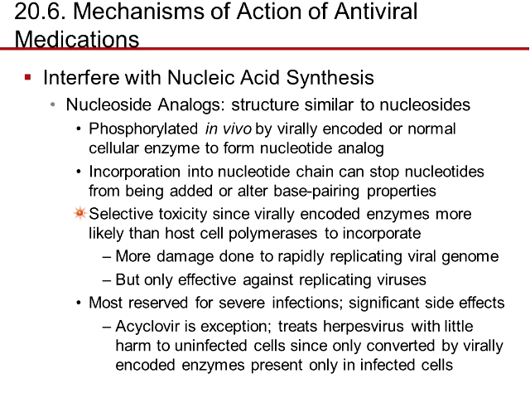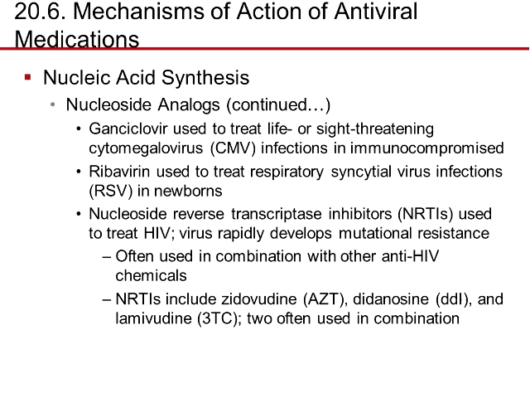Acyclovir is the exception. We use that to treat herpes virus with little harm to uninfected cells, since it's only converted by virally encoded enzymes present in the infected cells. But acyclovir does not kill the virus inside the cells. So acyclovir for herpes, for instance, kills the active herpes outbreak, but does not kill the herpes virus that's located inside the eukaryotic cells in humans.